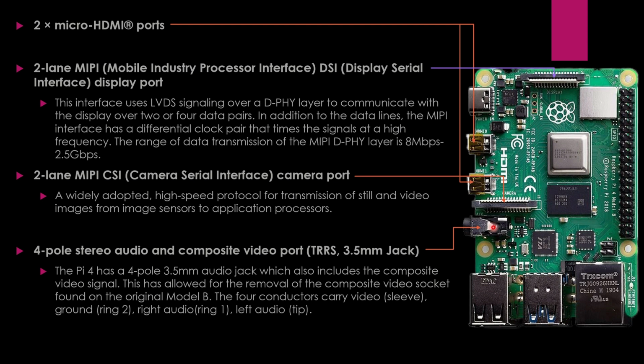There is a 4-pole stereo audio and composite video port which has 4 conductors, which are tip, 2 rings and a sleeve. Hence it's a TRRS kind of port. The Pi models B+, 2, 3 and 4 all have a 4-pole 3.5mm jack, which also includes the composite video signal. This has allowed for the removal of the composite video socket found on the original Model B. The 4 conductors are sleeve, which carries video signal, ring 2, which is grounded, ring 1, which carries right audio, and the tip for left audio.